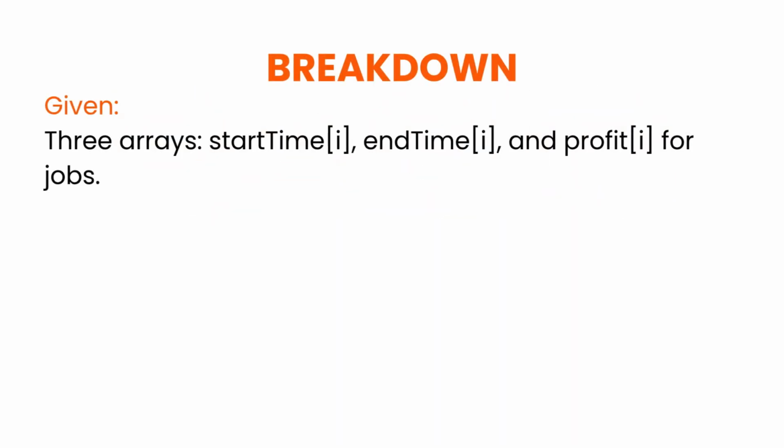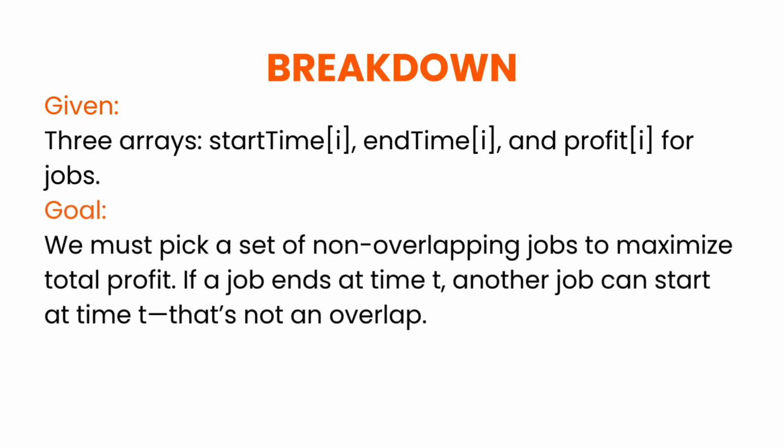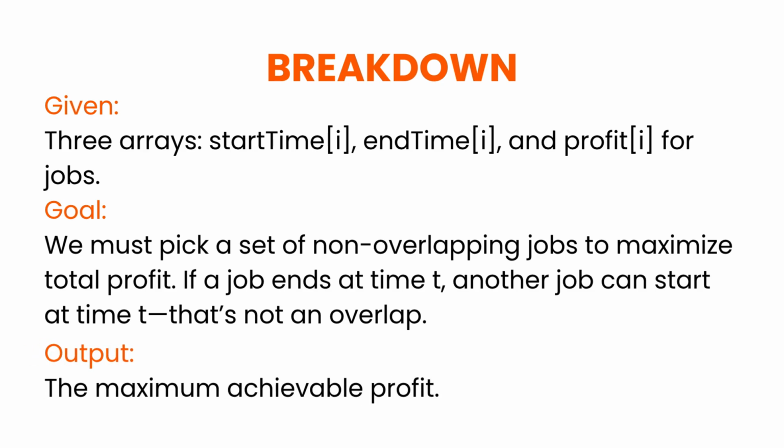Let's break it down. We're given 3 arrays: startTime[i], endTime[i], and profit[i], for jobs. We must pick a set of non-overlapping jobs to maximize total profit. If a job ends at time t, another job can start at time t. That's not an overlap. Output is the maximum achievable profit.